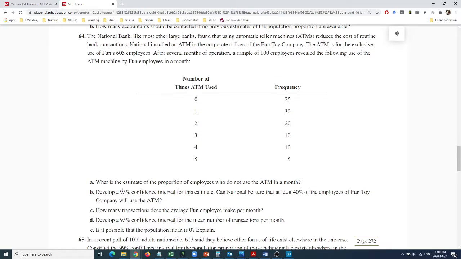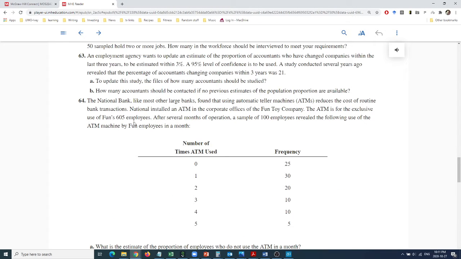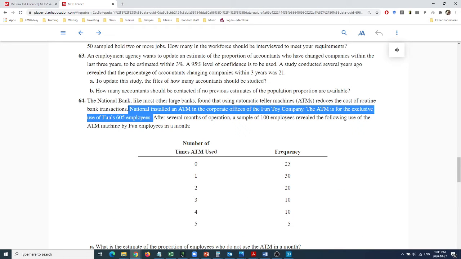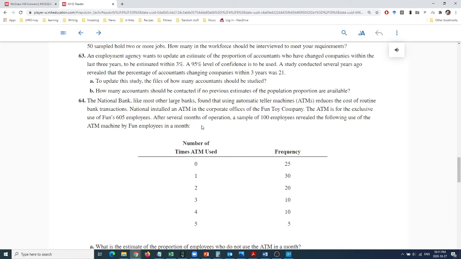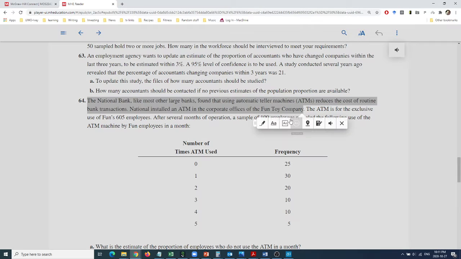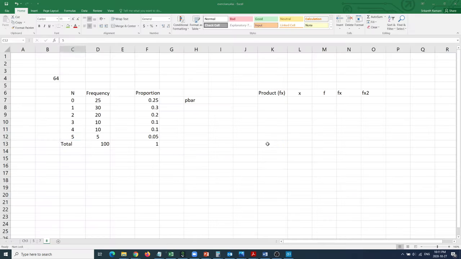The first question is, what's the proportion of employees? Here I'm going to use Excel. I already started working on this. There are 30 people who have used the ATM once, and 5 people who use the ATM 5 times, and all these are only for this company's employees. What is the estimate of the proportion of the people who do not use the ATM?